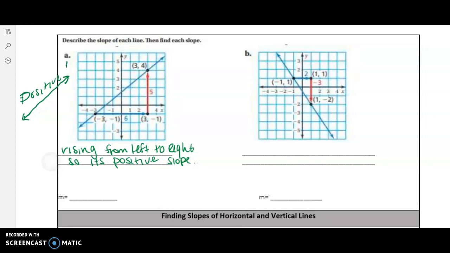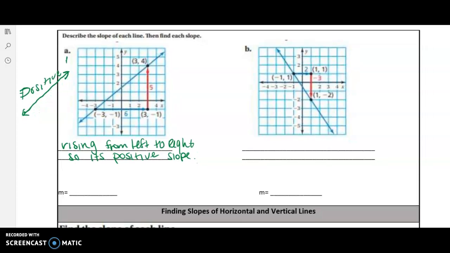And now let's find our slope. There are 2 ways of doing this. If you're given a graph, you can count your boxes. How many points do we rise? I'm going to rise 1, 2, 3, 4, 5. And we run 1, 2, 3, 4, 5, 6. It always is y over x. So we have 5 over 6 as our slope. So m equals 5 over 6.